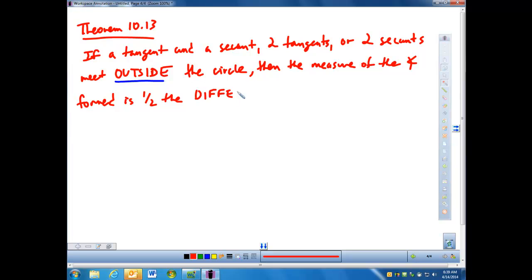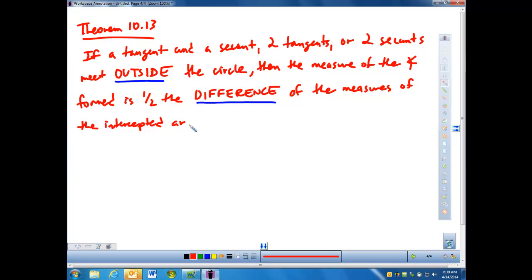So we had an addition problem earlier. Now this will be a subtraction problem. So 1/2 the difference of the measures of the intercepted arcs. So whatever arcs are found in between the sides of the angle. So I'm going to show you a couple different pictures here because it can look different depending on which of those things in the beginning we're talking about.